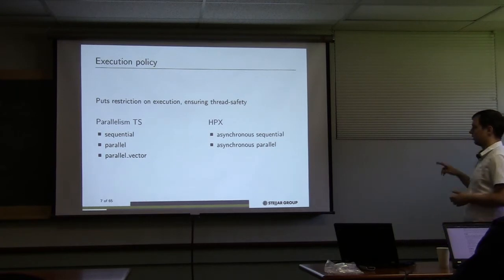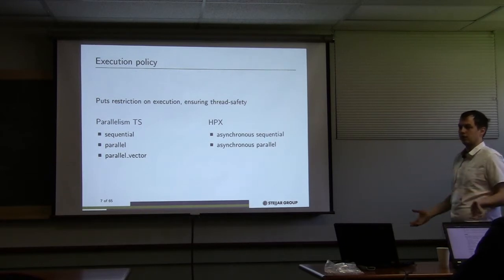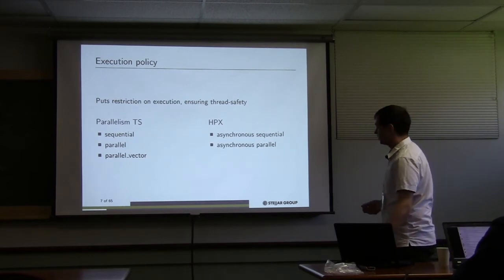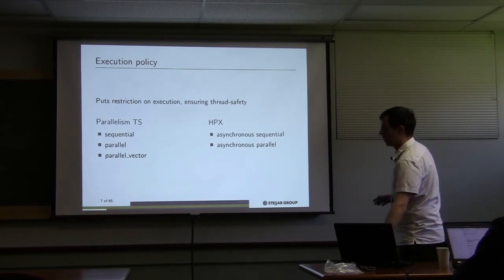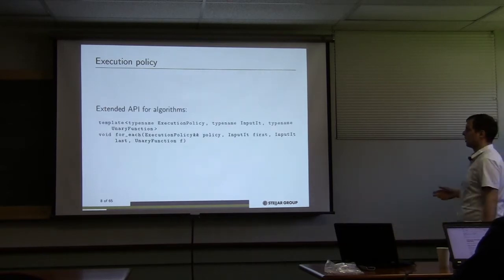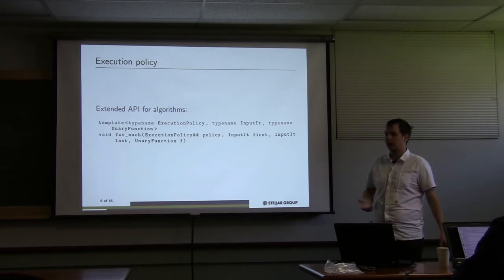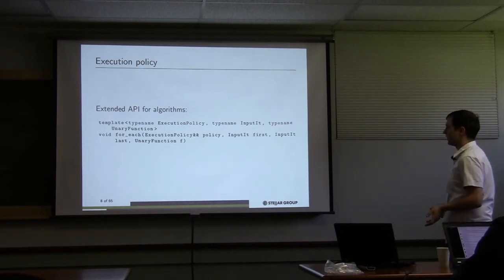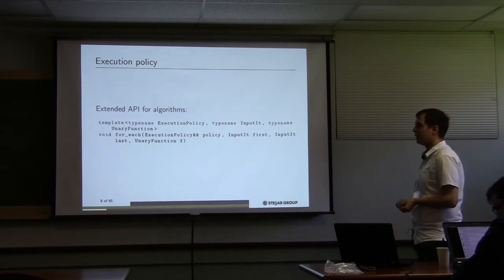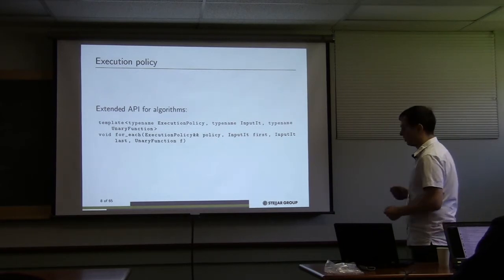HPX also adds two others, which are sequential and parallel, but asynchronous, which means that instead of just processing and blocking, waiting for results, we get a future and we can do other things while the algorithm is running somewhere in the backend. The extended API, this is C++17, for example for for_each, means that we pass the execution policy as the very first argument of the algorithm. In our case, it means that we will bind executors and parameters to the policy. So the API for the algorithm is still the same. It means that our policies are slightly different.